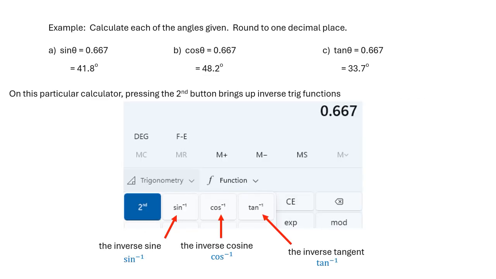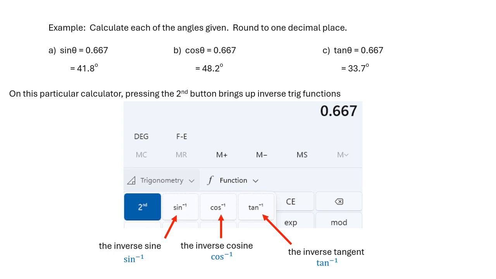So, to practice this, let's look at a few examples. We have this question here, the statement says the sine of some angle theta equals 0.667. Now the sine of an angle equals this, but we're interested in what is the value of just the angle by itself. And that is where the inverse ratios come in.